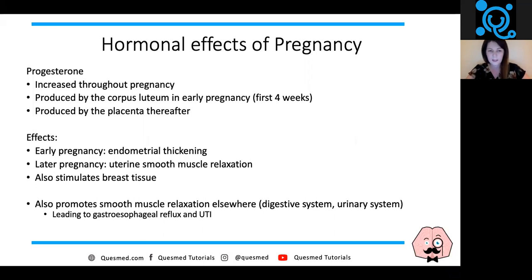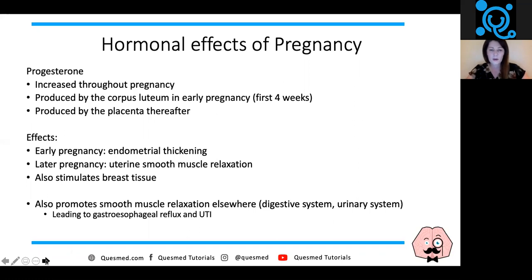In later pregnancy, it functions to stimulate the smooth muscle of the uterus to relax to accommodate the growing pregnancy. This has the unfortunate side effect of also affecting smooth muscle of the GI tract, leading to reduced tone of the esophageal sphincters and gastroesophageal reflux. It also affects bladder tone and results in an increased risk of urinary tract infection.